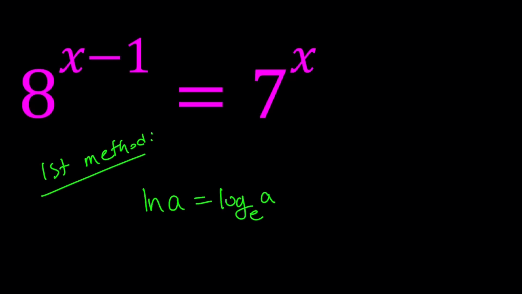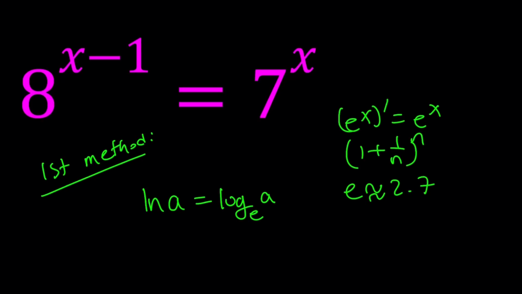E being Euler's number, about 2.7. E is a very interesting number. E to the power x, if you differentiate it, you get the same function. If you take the limit as n approaches infinity of 1 plus 1 over n to the power n, you get Euler's number, and so on. A lot of interesting properties. And Euler is one of the greatest mathematicians. I consider him the greatest, but anyways, opinions differ.